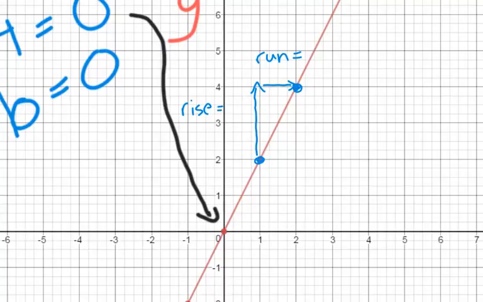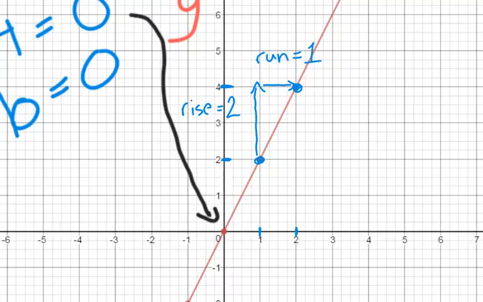the rise, okay? We want to see how much has increased between 2 and 4. Through mental math, you know that the increase is 2. If we look at the run, we're going to look at these two values, 1 and 2. How much has that increased by? That has increased by 1.